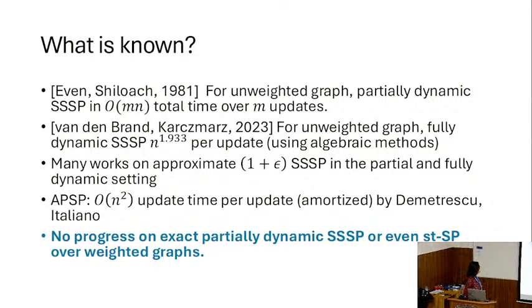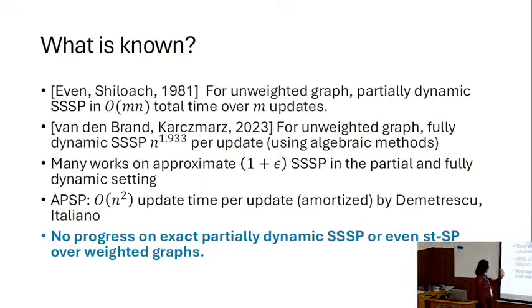Given all of these, we see that there has been no progress if you are thinking about exact partially dynamic single source shortest path, or fully dynamic single source shortest path on weighted graphs. On weighted graphs, if you are considering exact computation, we do not know anything better than just running Dijkstra again and again. And that also holds not just for single source shortest path. If there is a source and a target, S and T, and I'm just interested in returning the shortest path from S to T, that is the ST shortest path. Even for that, in weighted graphs in the dynamic setting, nothing much is known. Forget about fully dynamic, even in the simplest setting of incremental or decremental, nothing is known other than running Dijkstra again.